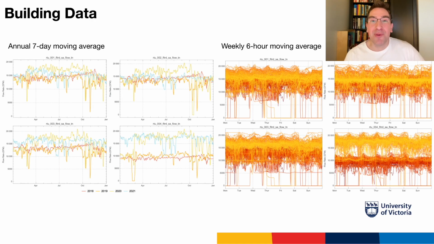This is an example of what those airflows look like. On the left-hand side, we see a 7-day moving average of the airflow with the years overlaid. And then on the right-hand side, we see a 6-hour moving average with the weeks overlaid. Already, the viewers can see different structure from the data emerging, but the thing to take away here is that the data is very noisy.